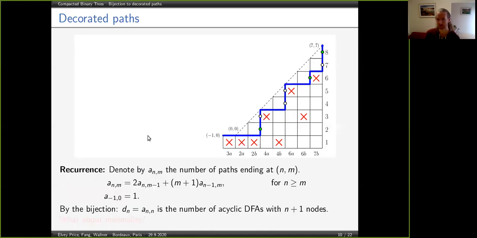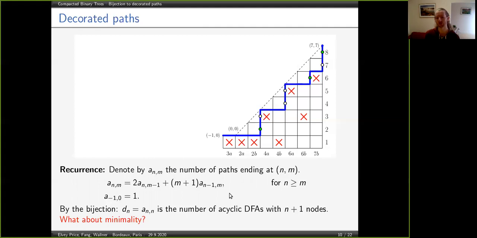Okay, and so then we can get a recurrence for these paths. For each horizontal step, there are m choices, where m is the number of boxes below. There are 2 choices for each up step, so we get a simple recurrence for these numbers, where a_{n,m} is the number of these paths ending at the point (n, m). So by the bijection, a_{n,n} is the number of acyclic DFAs.